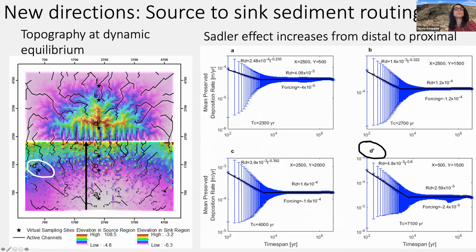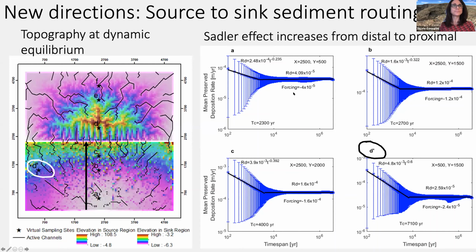He can also look at the deposits in the sink, and he can map out things like the Sadler effect. For those of you who are not familiar, the Sadler effect says that when you look at sediment that's deposited, if you measure that deposition rate over different time scales, you get a different average deposition rate. Usually when you average over short time scales, you might get a much higher deposition rate than when you average over longer time scales, because you're incorporating those hiatuses. And in fact, you get that exact same thing.